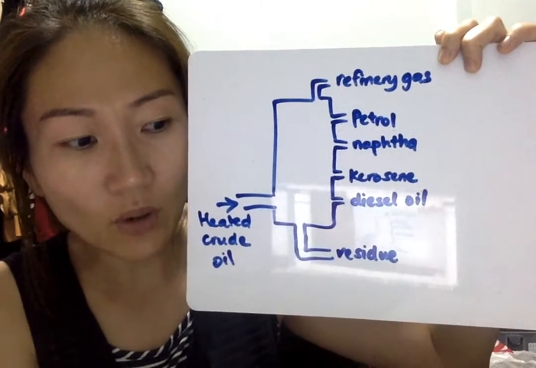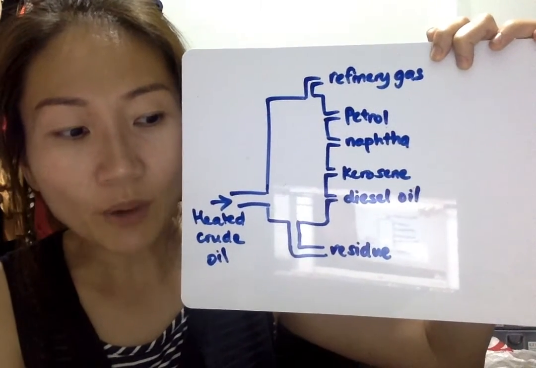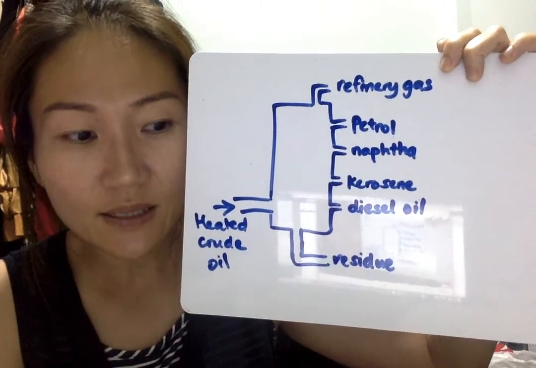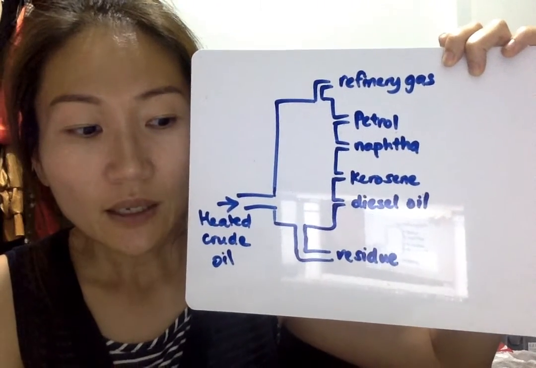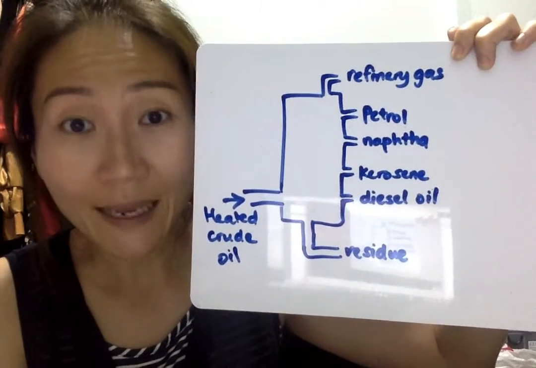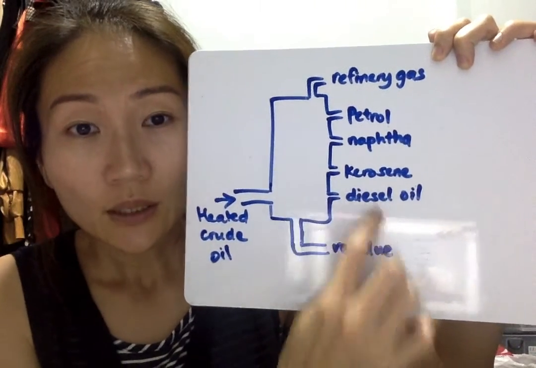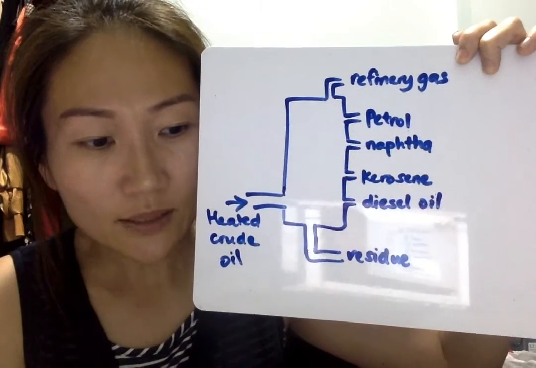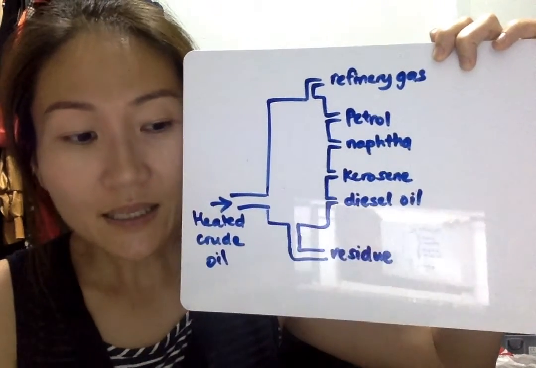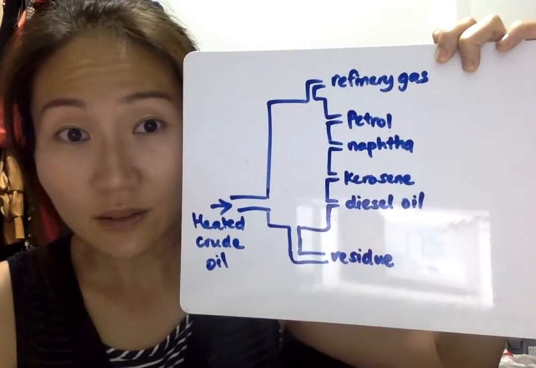Next, we have diesel oil. Diesel oil's boiling point range is between 250 to 330 degrees Celsius. The length of carbon chain is between 14 to 22 carbon atoms per molecule. Right, and what are the uses? As the name suggests, diesel oil is a fuel for diesel engines.